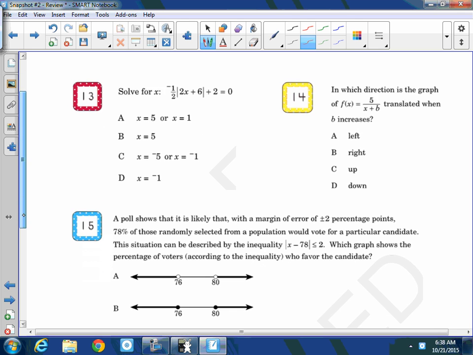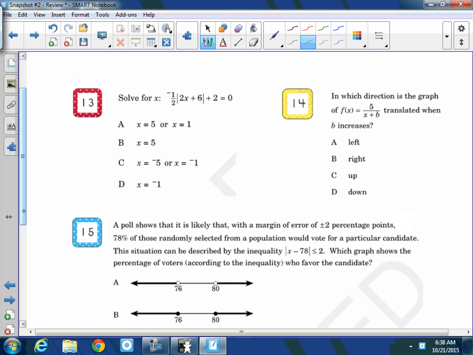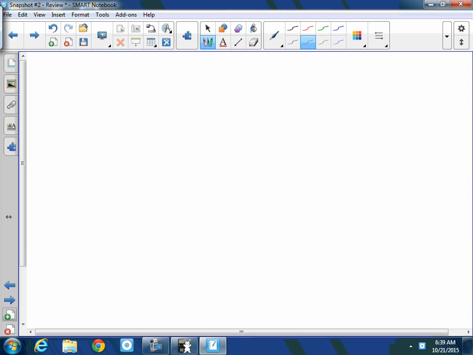Solve for -1/2 alpha by 2x plus 6 plus 2 equals 0. Okay, so the first thing that I'm going to do, I'm going to go ahead and copy it on another piece of paper because I'm going to open a worksheet of paper because over here I don't have space for it.